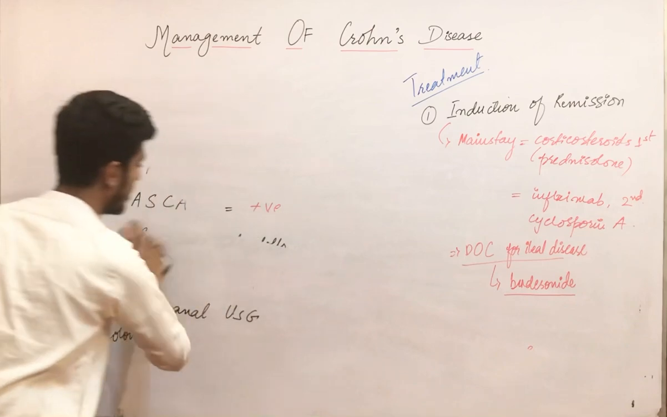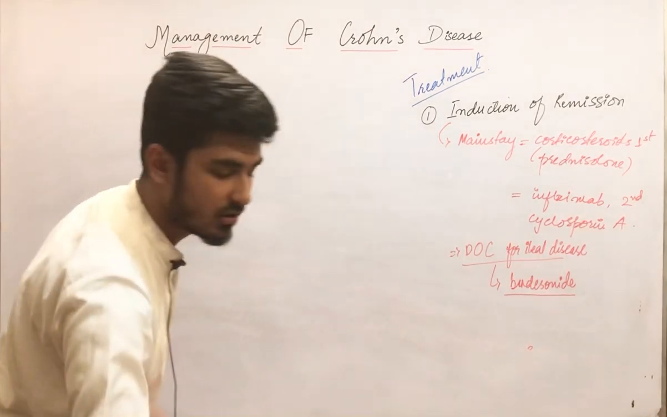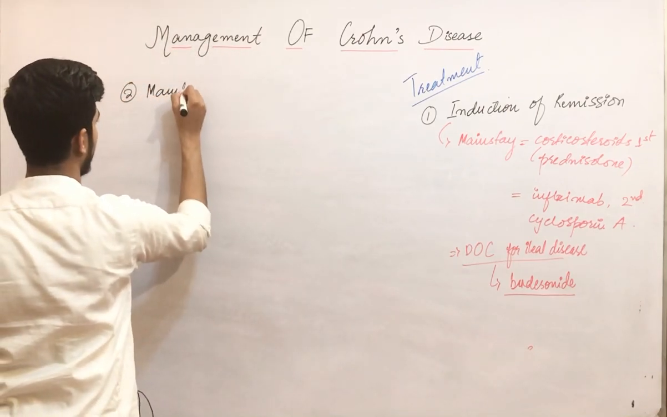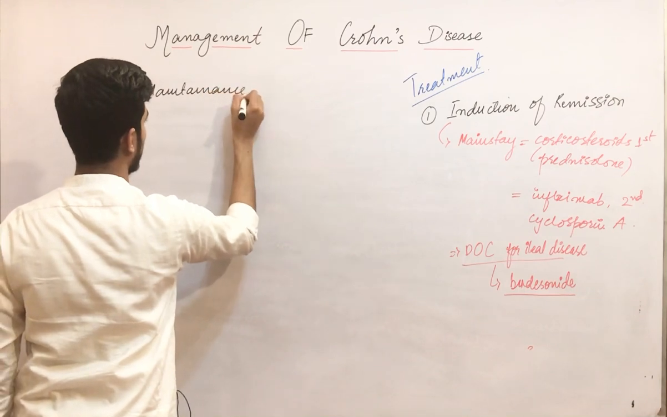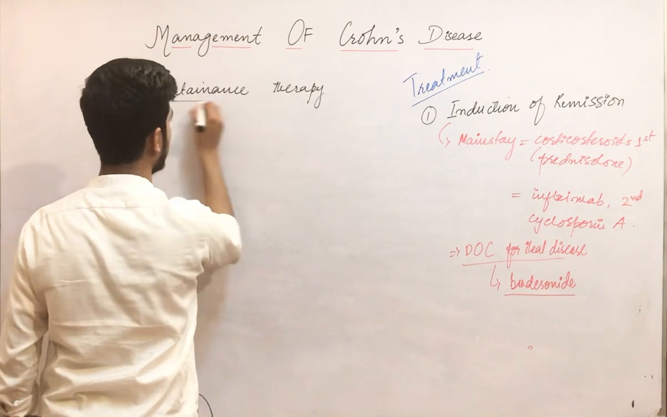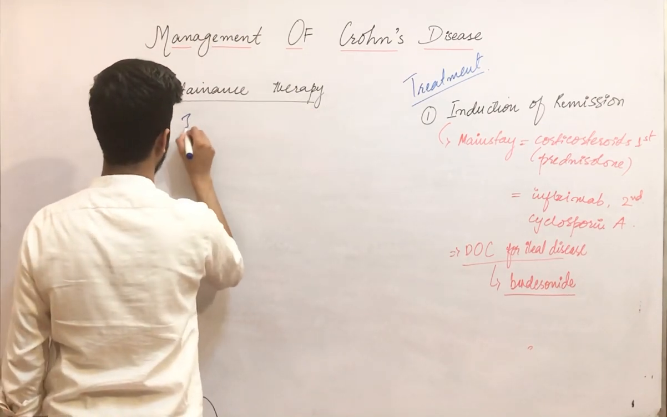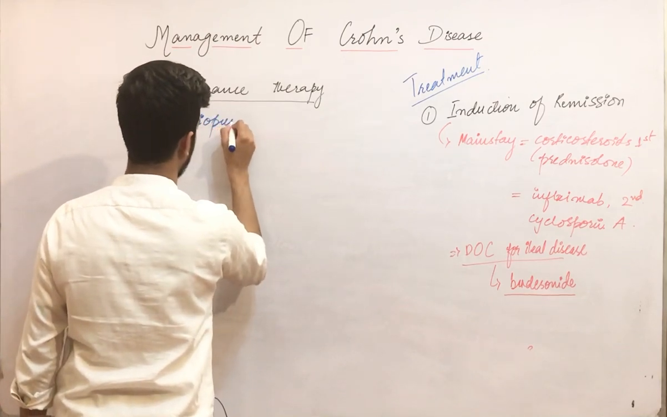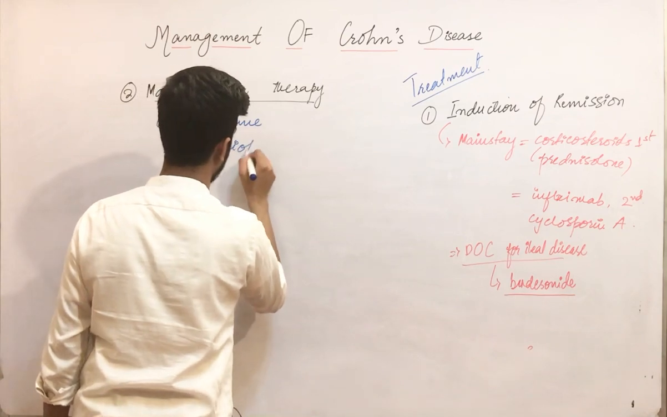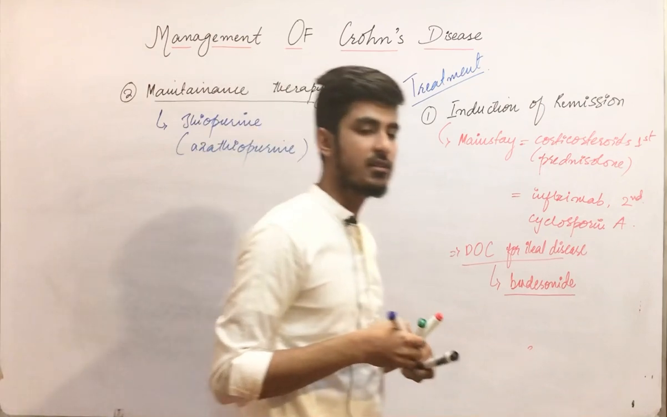What is the maintenance therapy? The second thing that you are going to do is maintenance of the remission. So second is the maintenance therapy. Maintenance therapy in Crohn's disease is given by thiopurines, specifically azathioprine. Clear? So you will give this to the patient for the maintenance therapy.